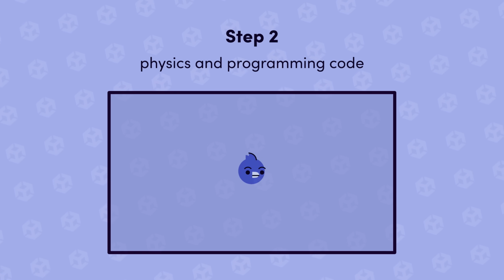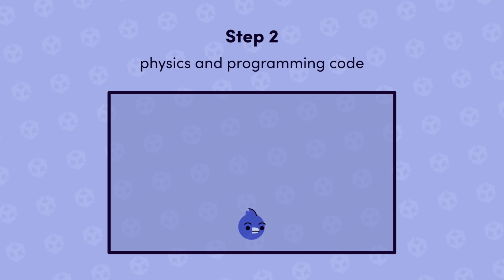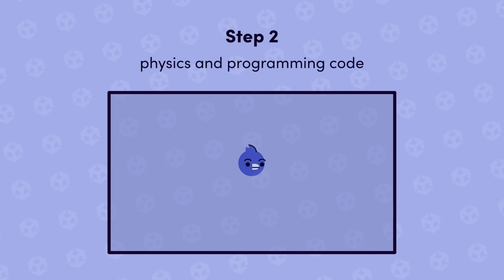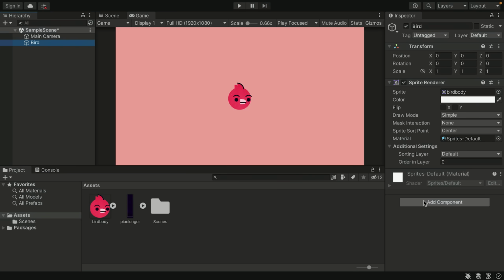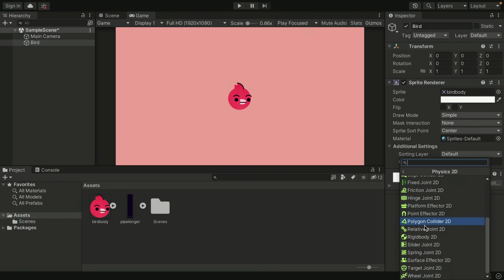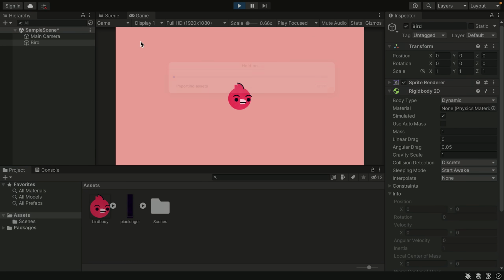In step 2, we're going to use more components to make the bird into a physics object that is affected by gravity. And then we're going to write some programming code to make the bird fly up when we press the spacebar. So let's add another component to our bird, a rigid body 2D. This turns our bird into a physics object with gravity. So when we hit play, the bird drops and falls off the screen.